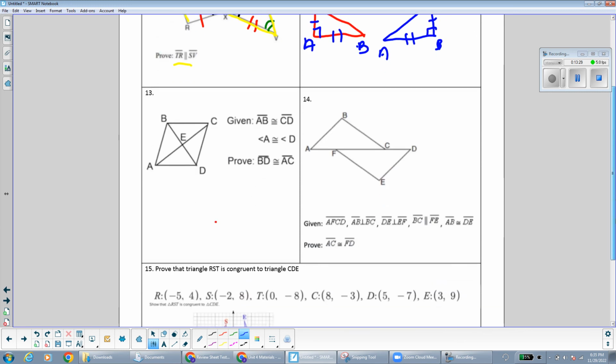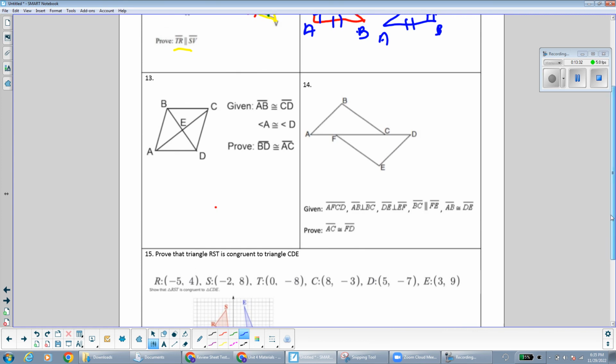Moving along. Okay, in this next one over here, we have AB is congruent to CD. Angle A is congruent to angle D. And our goal is to prove that BD, which is right over here, is congruent to AC. Oh, sorry, let me re-highlight that. BD and AC. So once again, I have overlapping triangles, so I'm just going to go ahead and draw them separately.